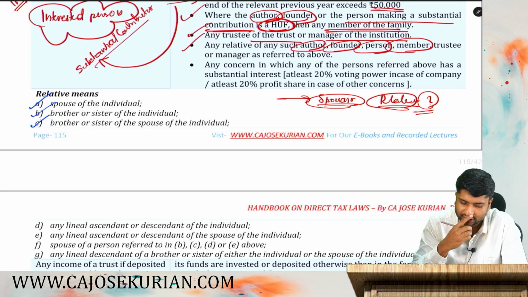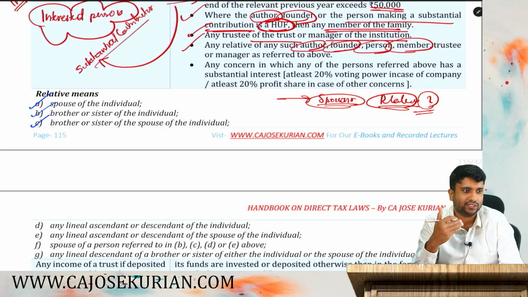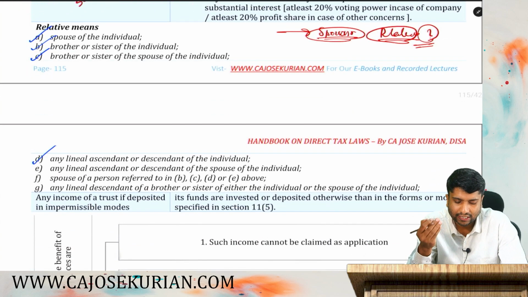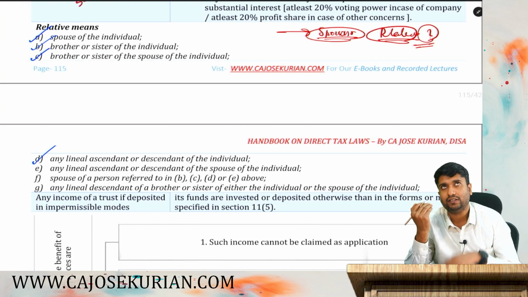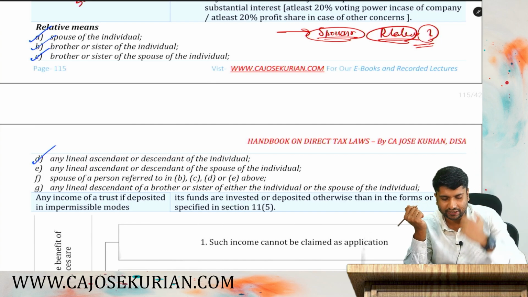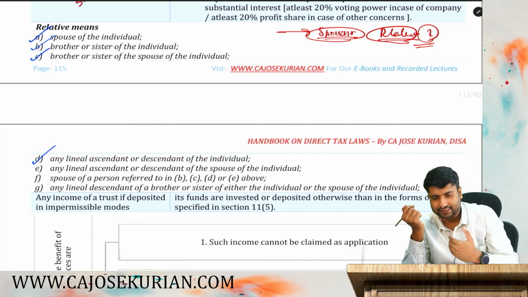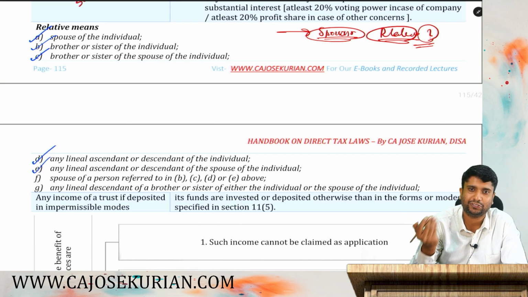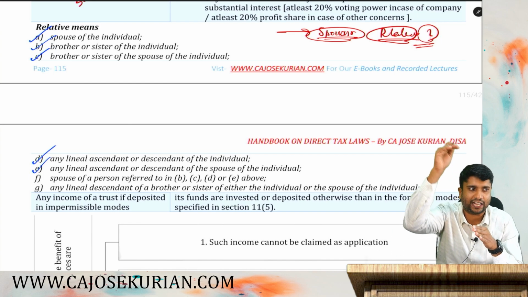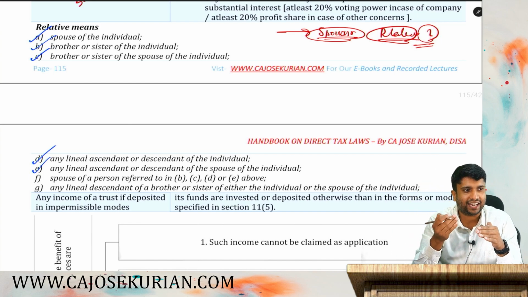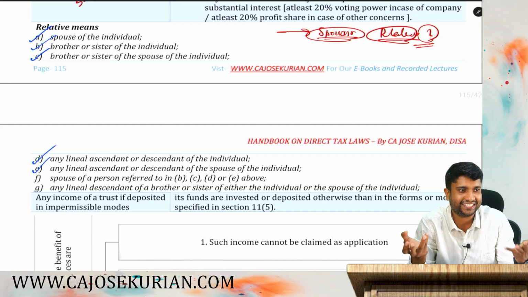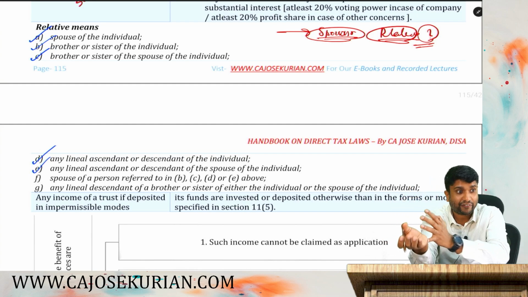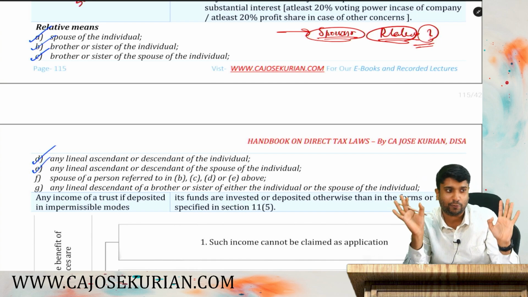Then brother or sister of the spouse of the individual. In-laws, brother-in-law, sister-in-law, etc. Then any lineal ascendant or descendant of the individual. What is lineal ascendant? Father, grandfather, mother, grandmother; descendant, son, grandson, daughter, granddaughter, likewise. Or any lineal ascendant or descendant of the spouse of the individual. That means your wife's father, grandfather, your wife's son or grandson, whether it is your son or not, doesn't matter. That means in a second marriage, your partner may have other children. That is also perfectly fine.